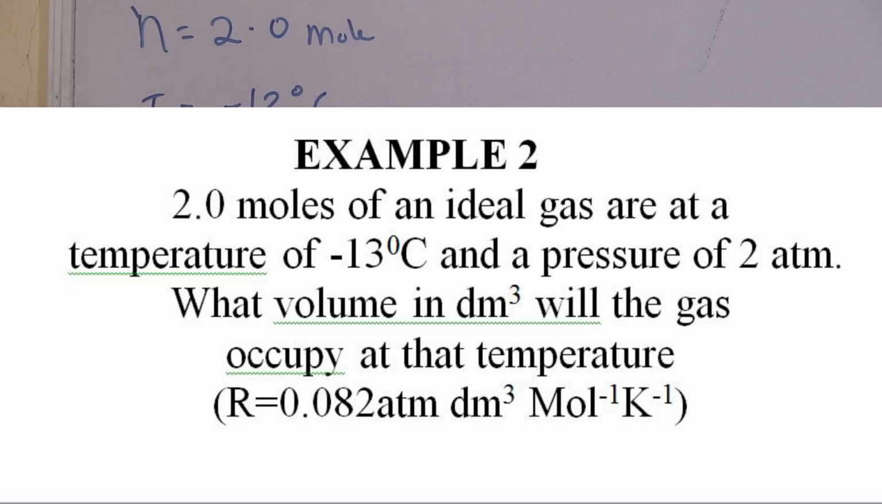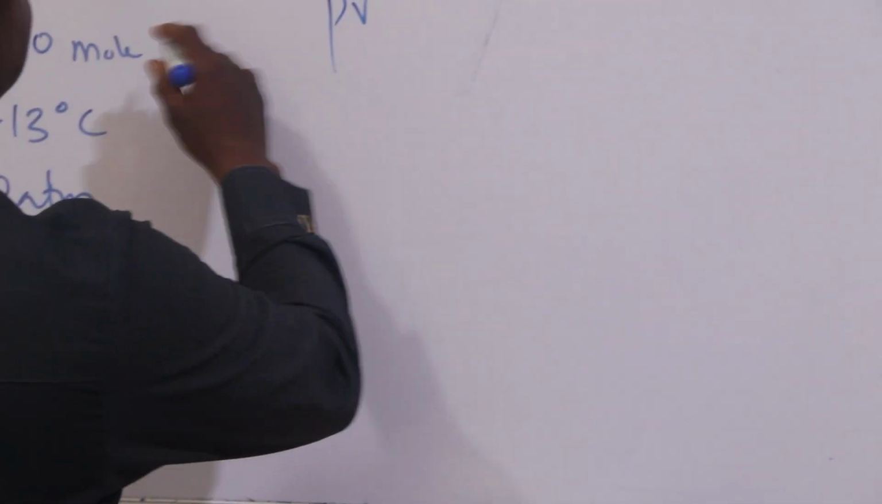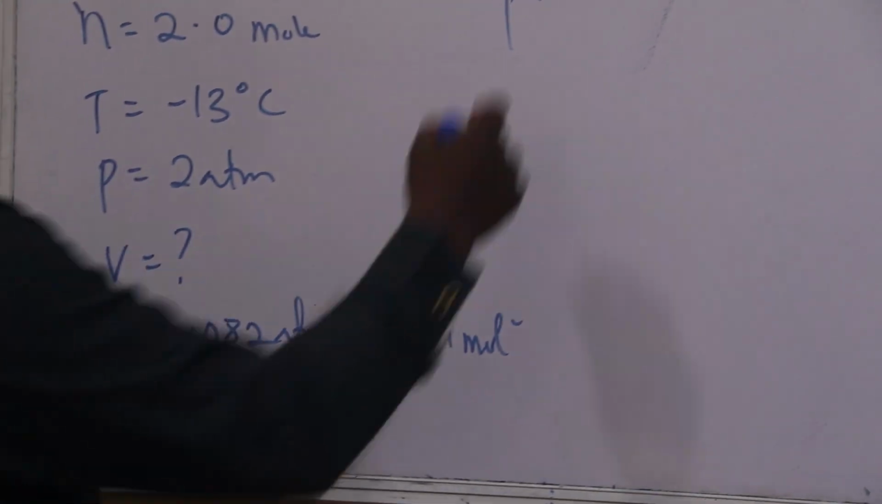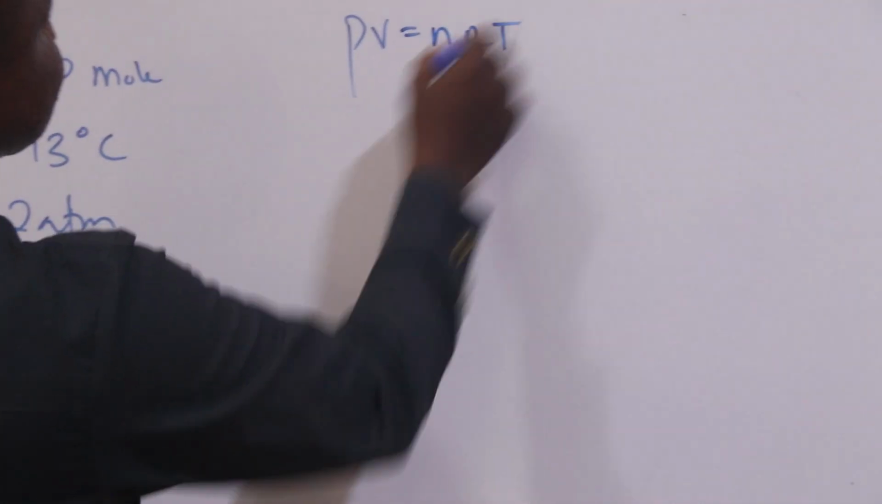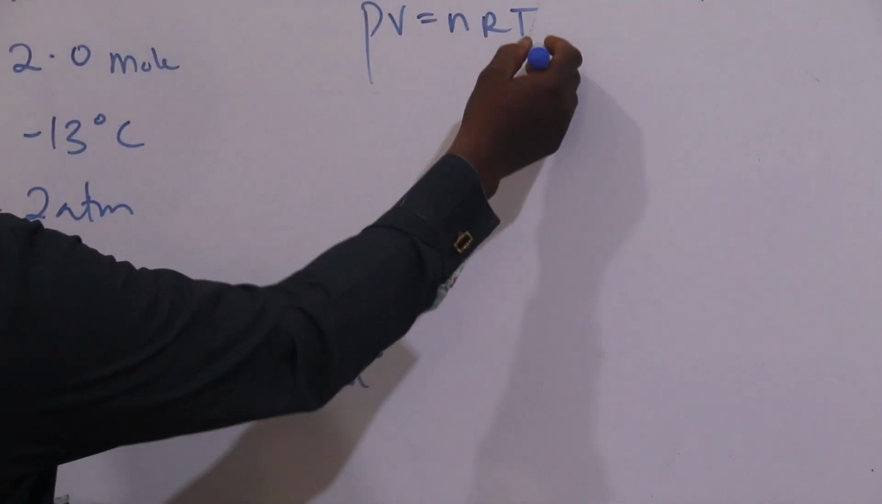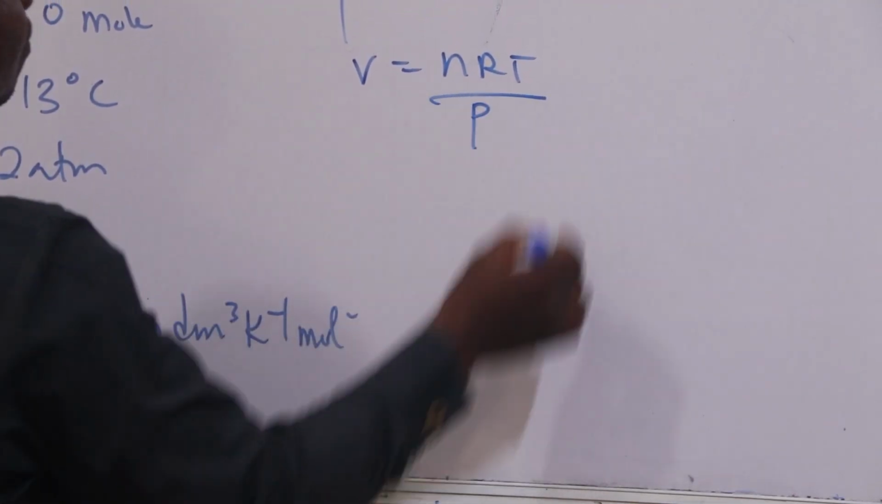So our gas constant is 0.082 atm dm³ per mole per Kelvin. Quickly, let's look at the parameters on the board. We have our same formula, PV is equal to nRT. I'm looking for V, so from the formula, V is equal to nRT over P.